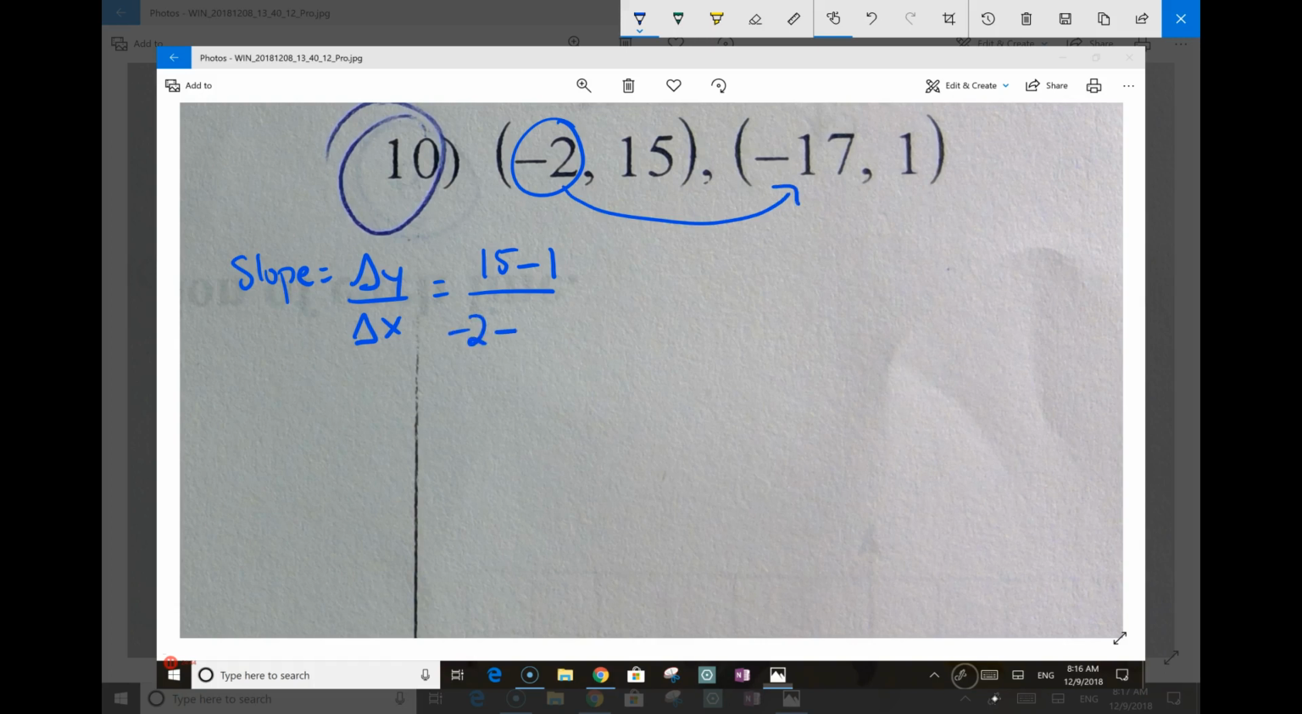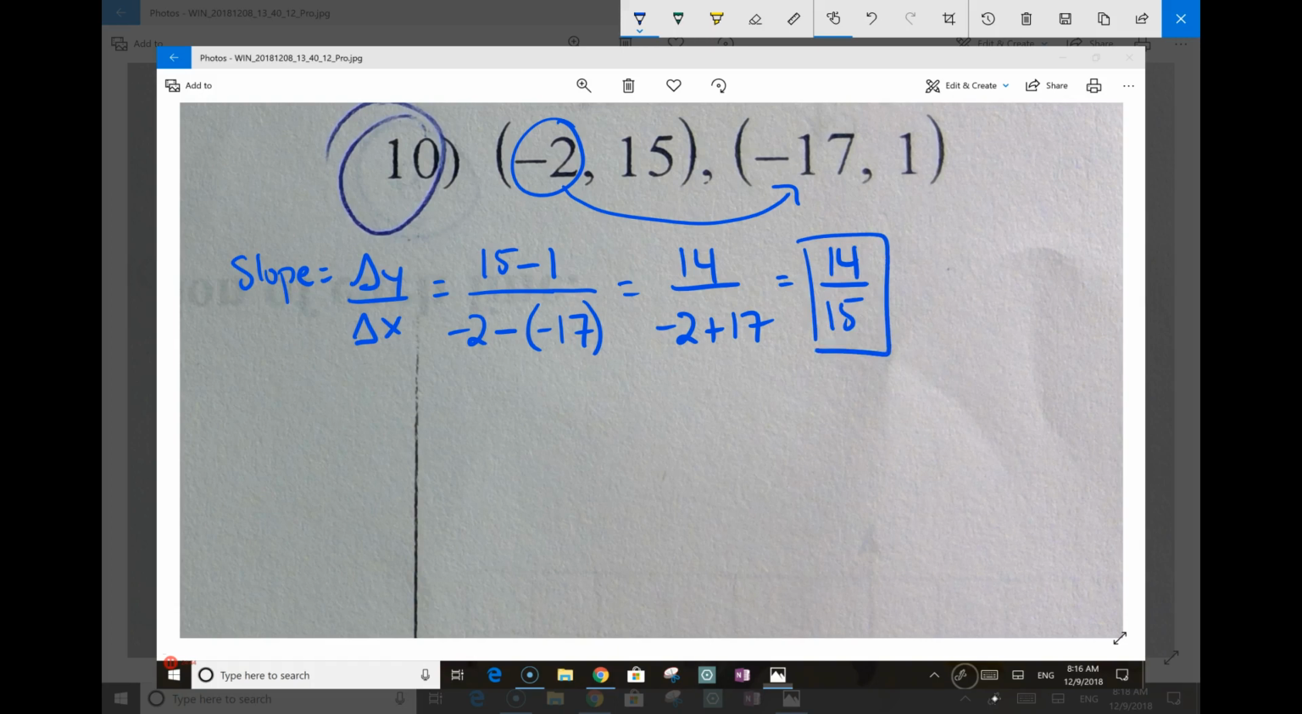So -2 changed, and I'm going to slow down here because we're changing into a negative, so it's a double negative we end up with. So -2 minus -17. -2 changed into a -17. This minus in the middle represents the idea of changing from one thing into another. Now we have to simplify. 15 minus 1 is 14. I get a double negative here, so it's now a plus 17. So it's 14 over 15, and that is the slope.